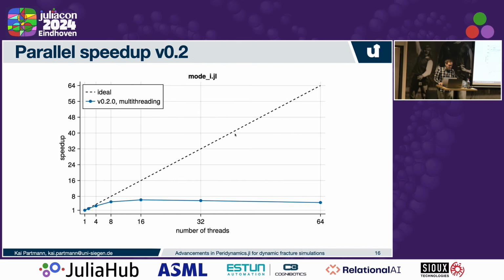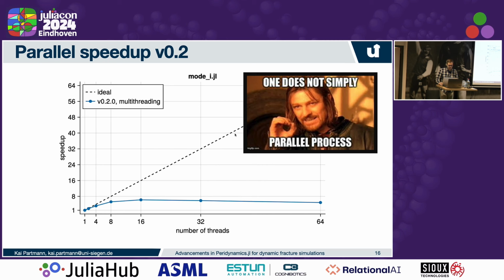So if you look at the speedup of the previous version, the multithreading in version 0.2, basically what you can see in this plot is my realization that parallel processing on an HPC system is not just adding threads to a for loop. It's much more complicated than that. So why was this slow?